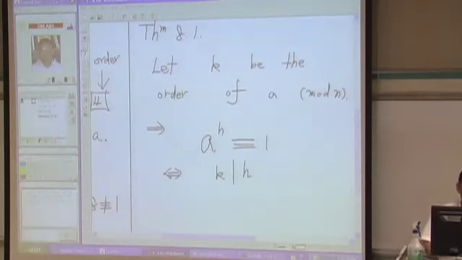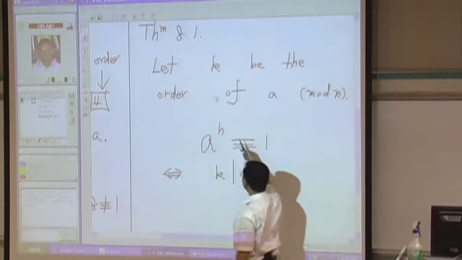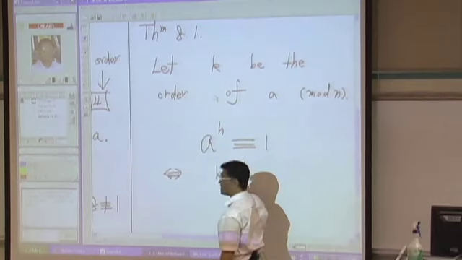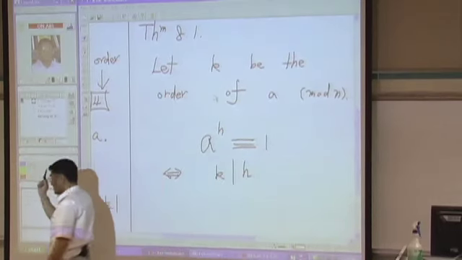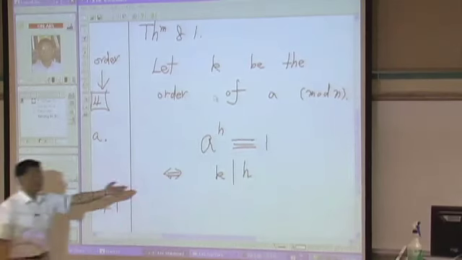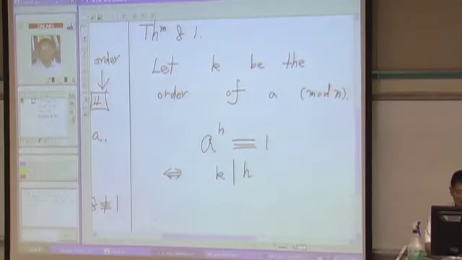So this is just a statement. So I will just write the statement, right? If k is the order of A, then if some number h satisfies this thing, then k divides h. In other words, anything having right side equal to 1 is nothing but a multiple of k. In other words, if I shorten this thing, then a to the power of k is equal to 1, right?